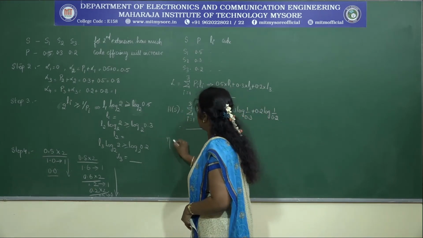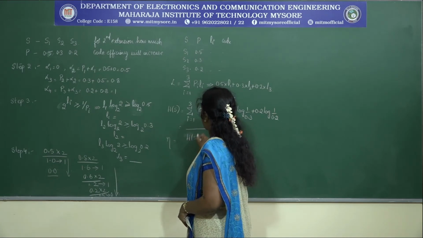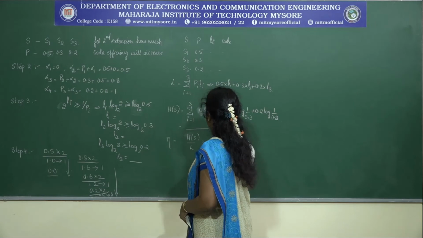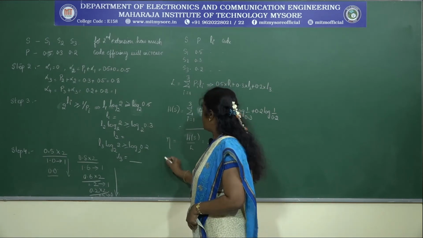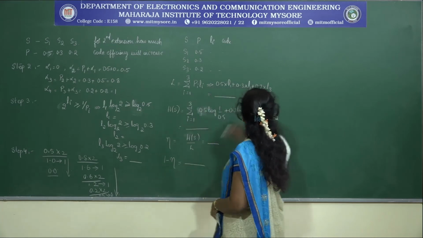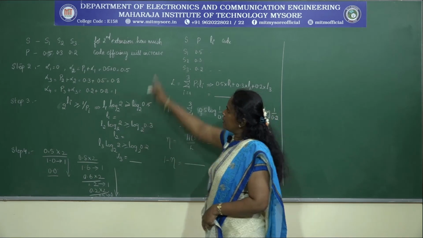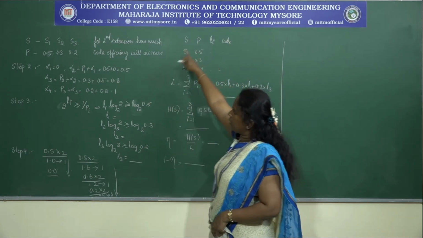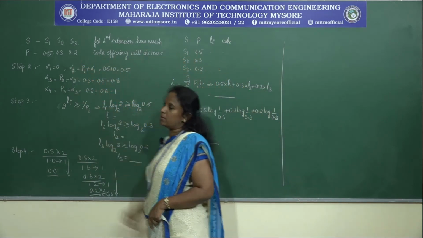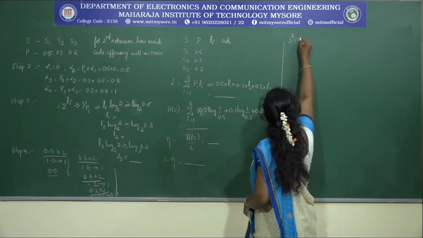Next you need to calculate its efficiency, which is given by H of S divided by the average length L. If you simplify, you will get the efficiency. So 1 minus eta gives your redundancy. Now once you find this, you need to calculate for the second extension. Second extension means we have 3 source symbols, so 3 to the power of 2 means you will get 9 different source symbols.